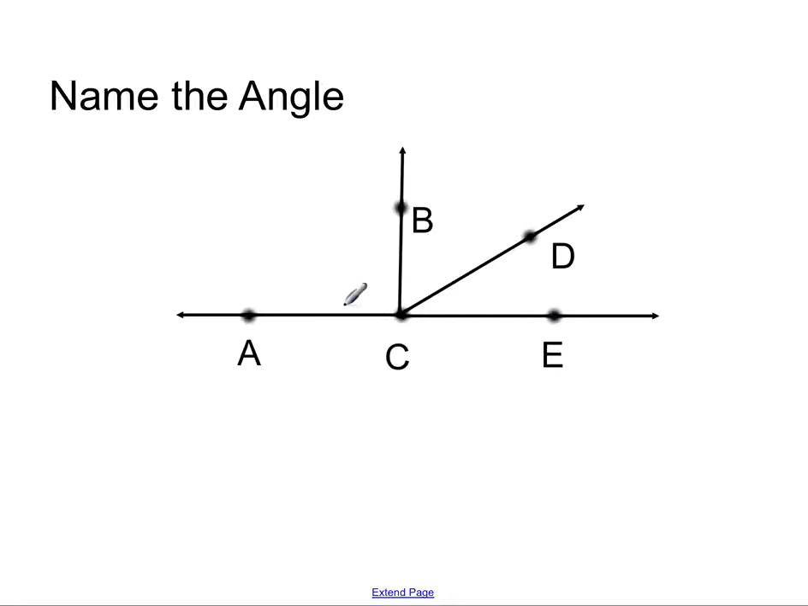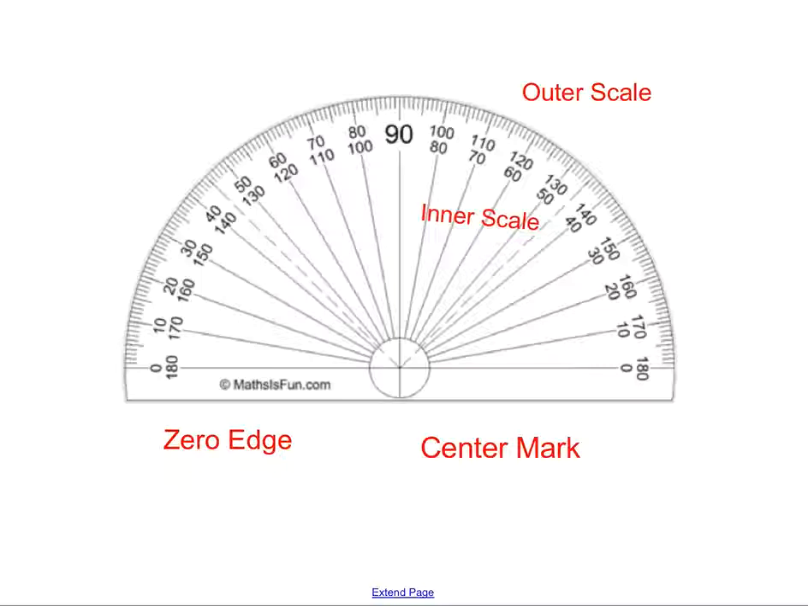So if I asked you to name an angle on here, could you? For instance, angle ACD. That would be this angle, ACD. That's an obtuse angle. What happens if I asked you what angle BCD is? That would be acute.